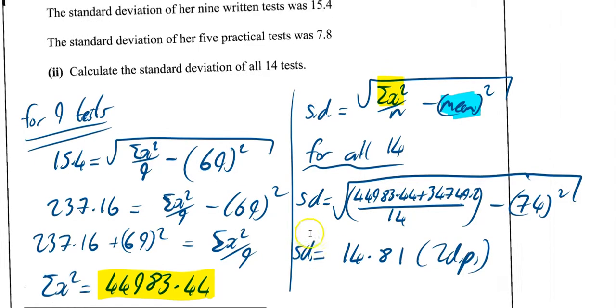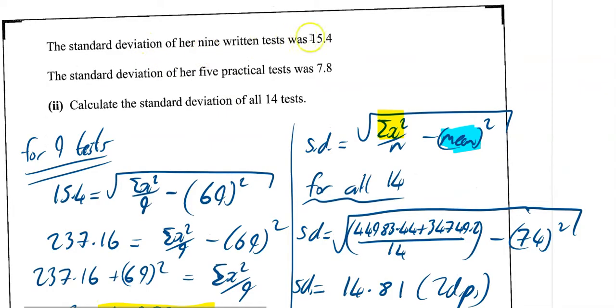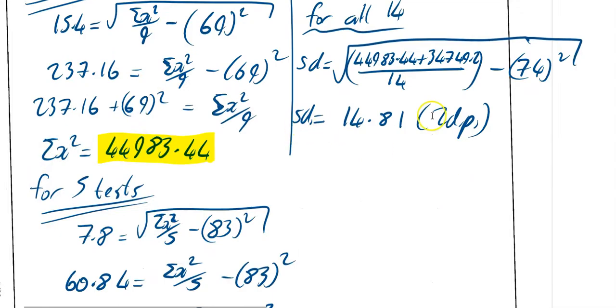Let's have a look at what they had before. Standard deviation for all 9 was 15.4. Standard deviation for the 5 is 7.8. So you would expect the standard deviation to be something around this. 14.81 makes sense anyway. Okay.